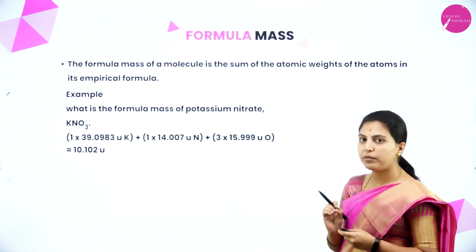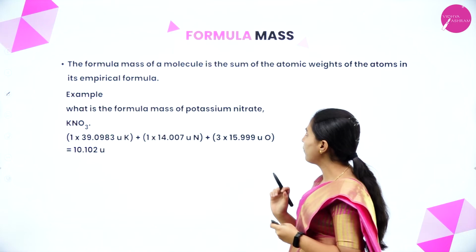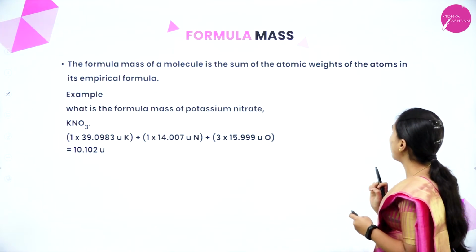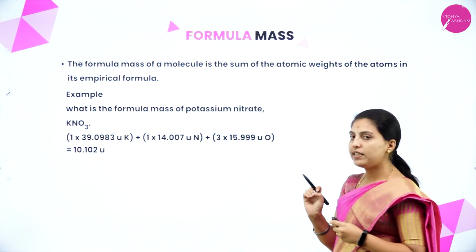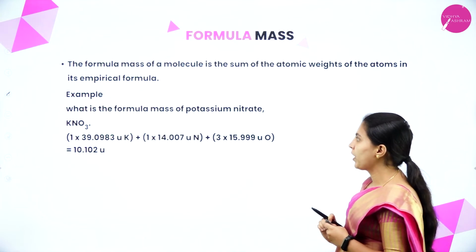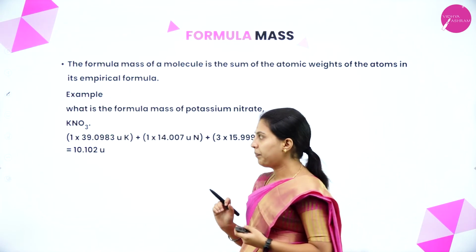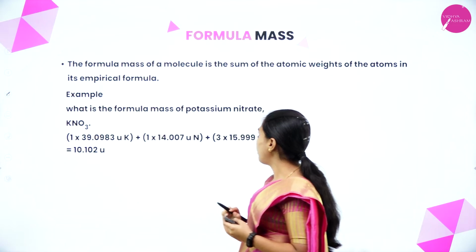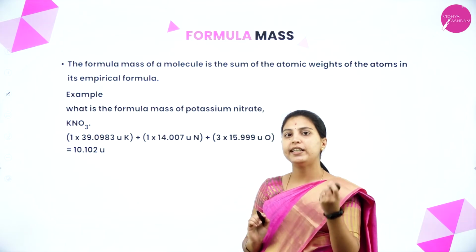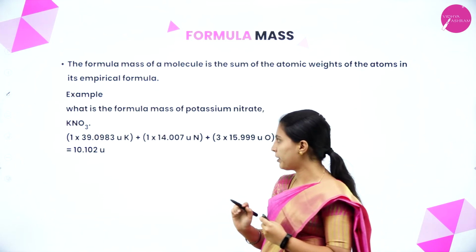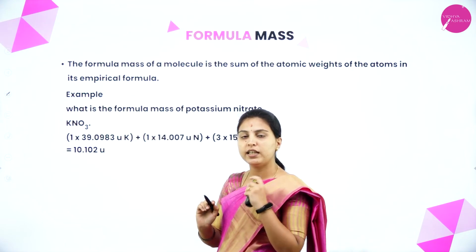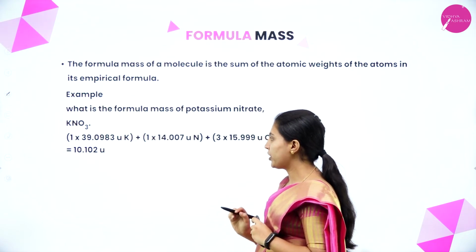Next is formula mass. The formula mass of a molecule is the sum of the atomic weights of the atoms in its empirical formula. We'll see an example. What is the formula mass of potassium nitrate? First you have to write the molecular formula. For potassium nitrate, KNO3 is the molecular formula.